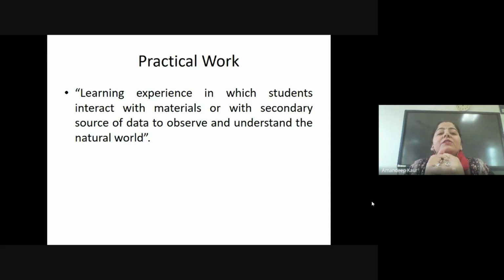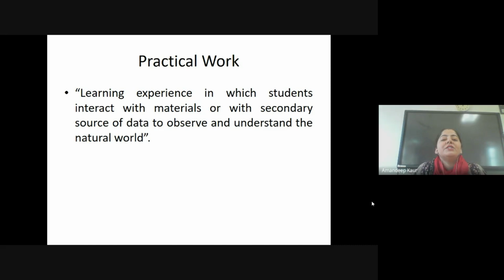Say when the teacher is demonstrating something with the help of a real object, a theoretical concept the teacher is explaining to the students with the help of a real object, that is again when the students are observing something in a classroom environment. So that is the practical experience the teacher is creating for the students.